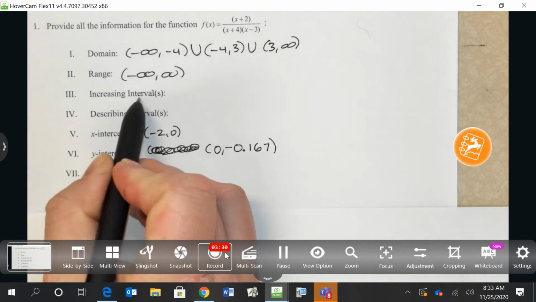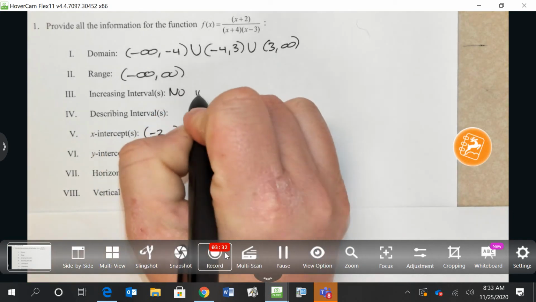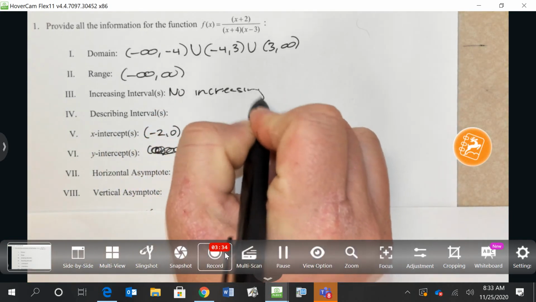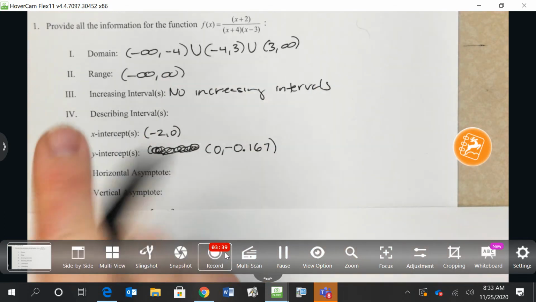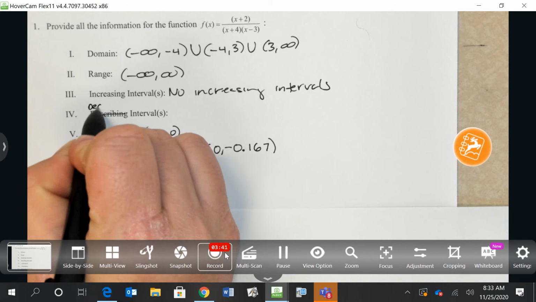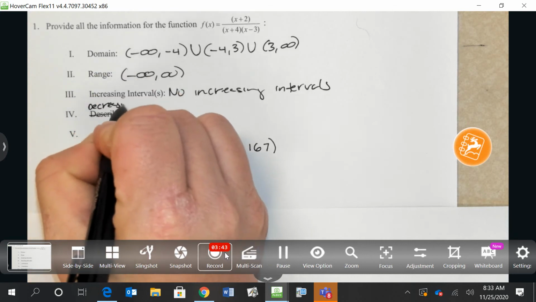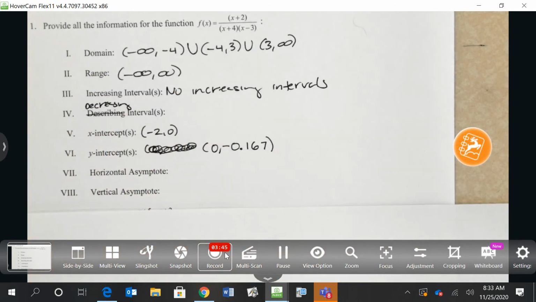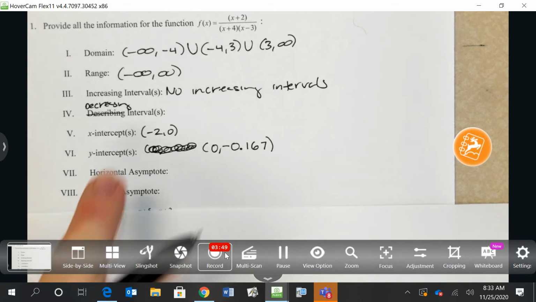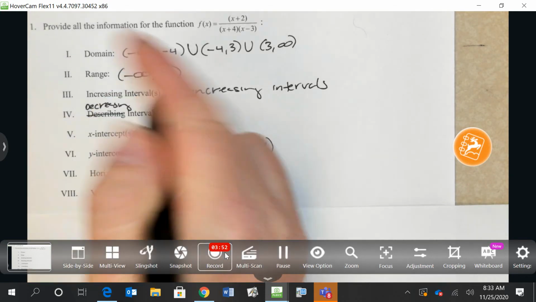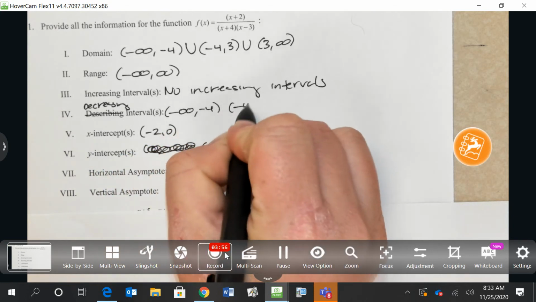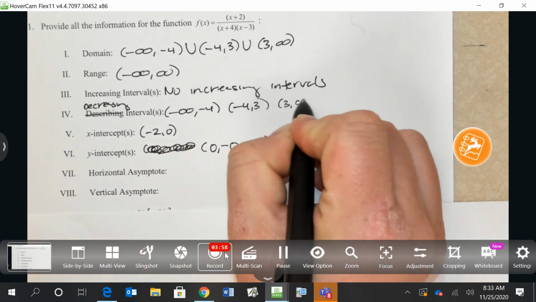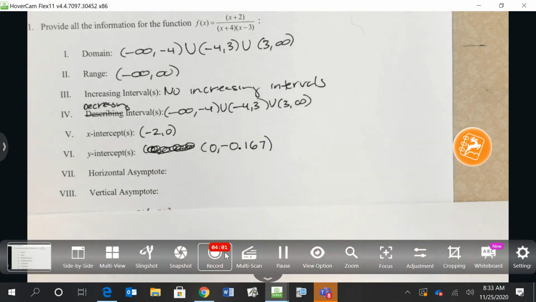So, where is it increasing? There are no increasing intervals. And we just were able to show, this should say decreasing. We said every one of the three parts, the left part, the middle part, and the right part, were all decreasing. So when I write down where it is decreasing, I can say it was decreasing from -infinity to -4, from -4 to 3, and from 3 to +infinity. All 3 of those sections were decreasing.